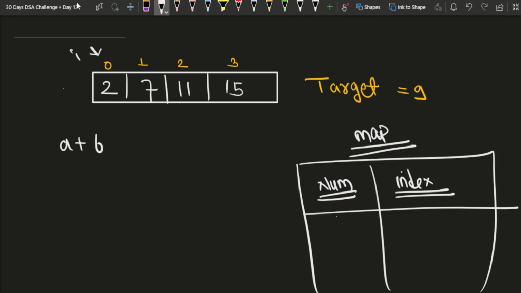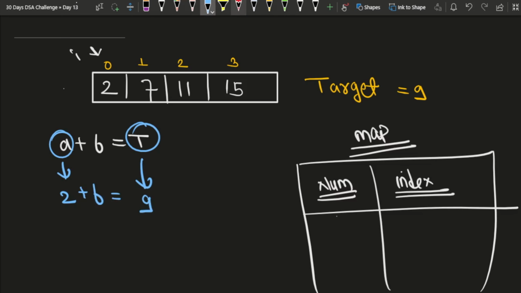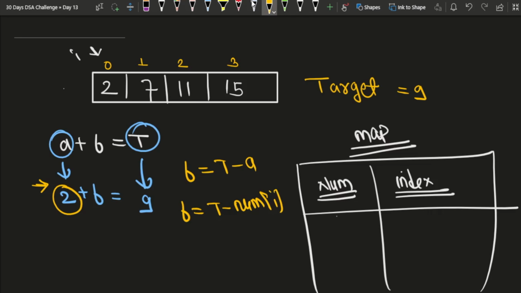You can say that if I know a plus b is going to be equal to my target, and I know the value of a, which is nothing but 2, and the value of target, which is nothing but 9, and I don't know the value of b, I just have to find out what should I add to this 2 so that I will get my target equal to 9, right? So I can directly find out by doing this. B is equal to target minus a, which is nothing but b is equal to target minus nums of I. Here the value of target is 9 and the nums of I is nothing but 2, so it will give us 7.